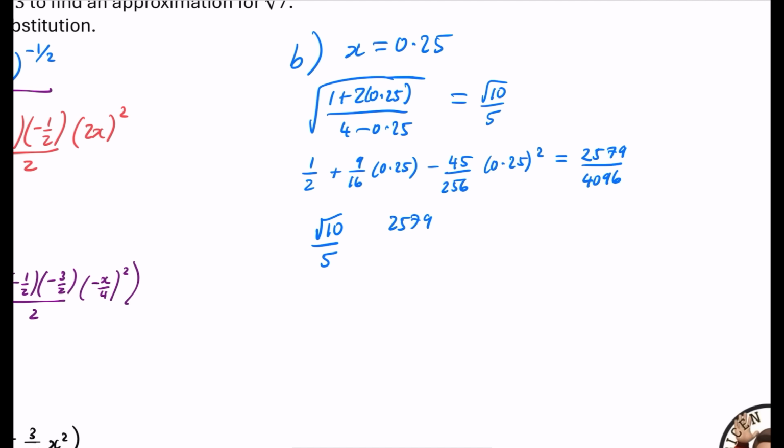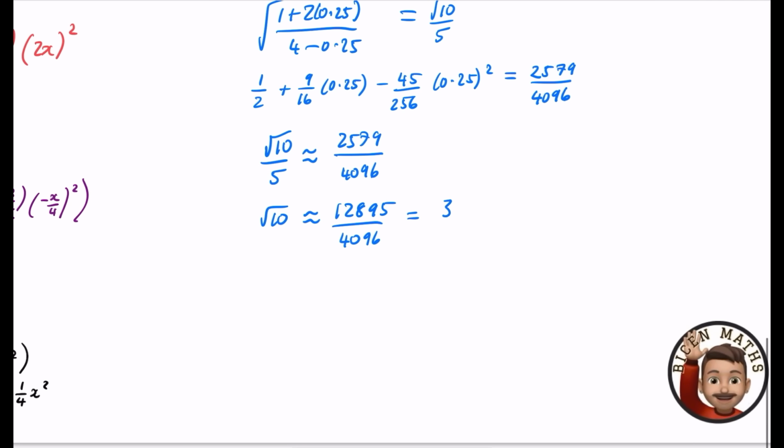So this therefore means that the square root of 10 over 5 is approximately equal to 2579 over 4096, which means the square root of 10 is approximately equal to that thing times 5, which is 12895 over 4096. And if we wanted to, we could give that to 3 significant figures, which is 3.15. It might tell us in the question what we want it to be.